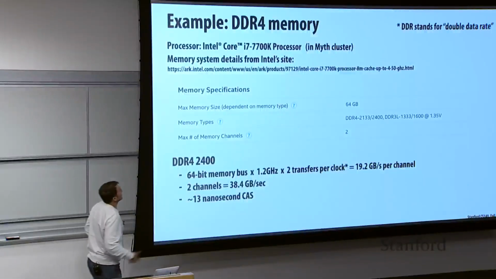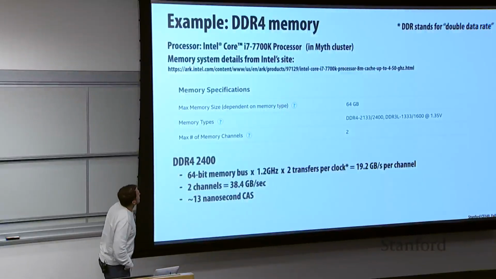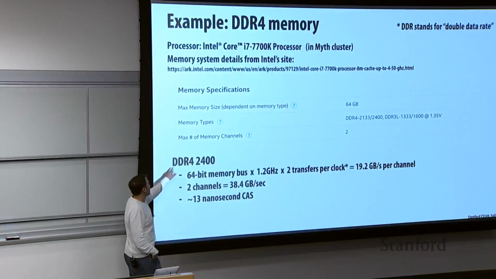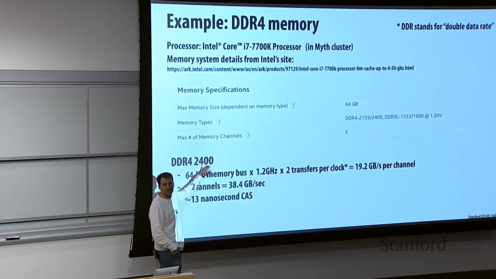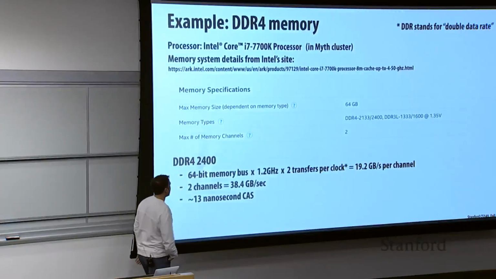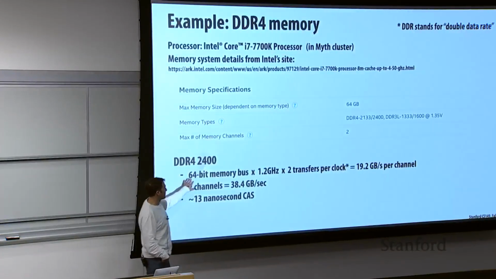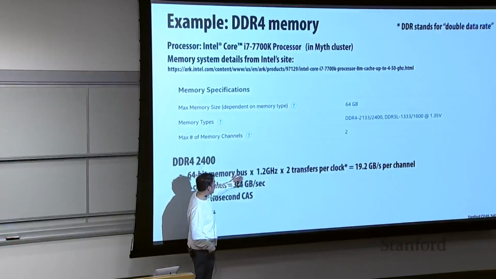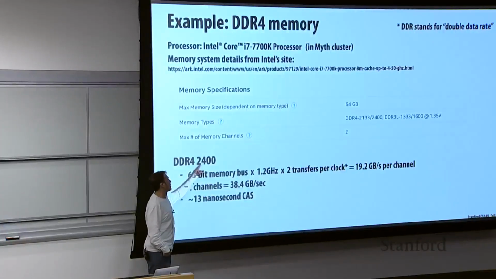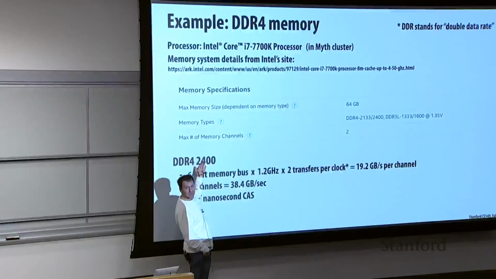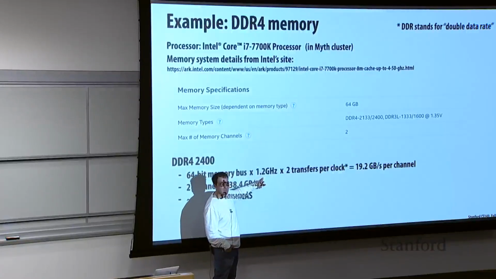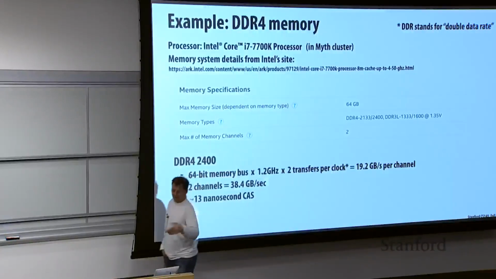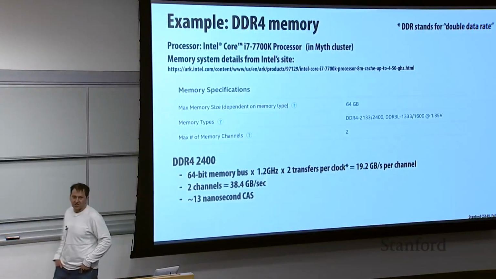So here's an example of something you might see on a website. DDR4, that's a memory technology. The number after it is actually just the clock rate of the memory bus. All of these things are 64-bit memory buses these days. And the 2400, bigger numbers sound better in computing, it's really a 1.2 gigahertz memory bus. So the cycle is 1.2 gigahertz.